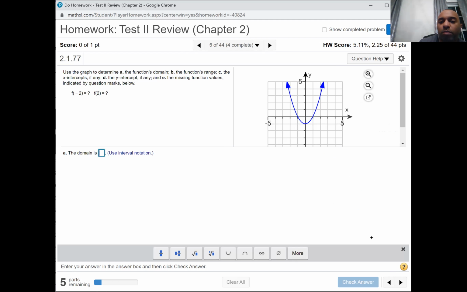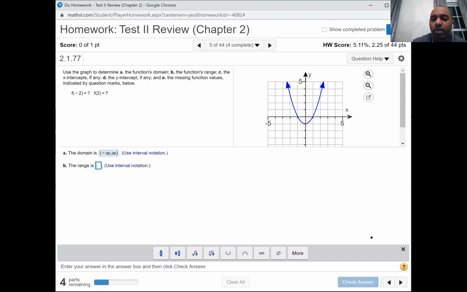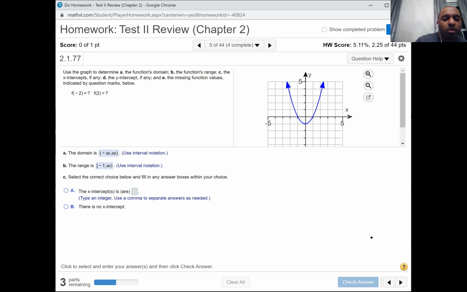So let's see, domain is going to be -infinity to infinity. Okay, range is from -1 to infinity. Should be using bracket. Where's my bracket? There we go. All right, we just said you were cool with those.